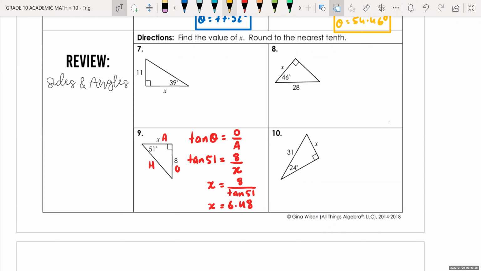Let's do this one. So according to this angle, this is opposite. This is the hypotenuse. So we're using sine. Sine theta is equal to opposite over hypotenuse. Sine 24 is equal to x over 31. And when the x is at the top, it's actually very straightforward because all we're going to do is multiply 31 times sine 24.